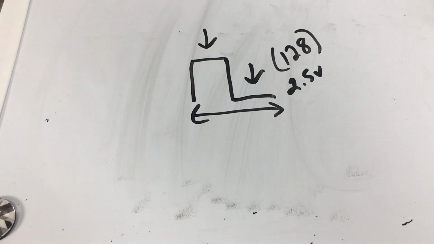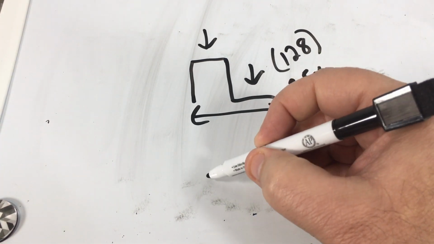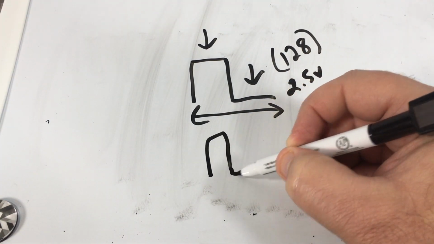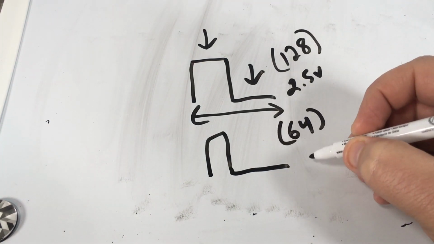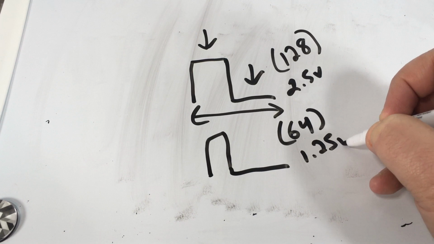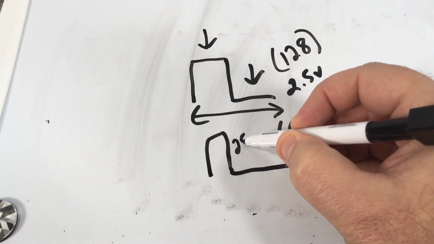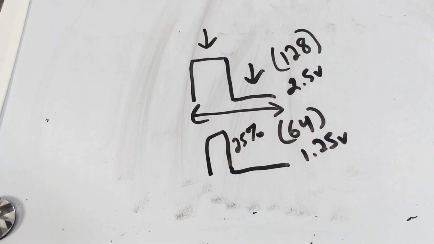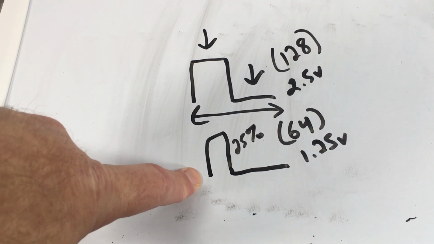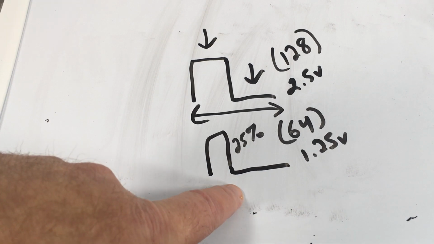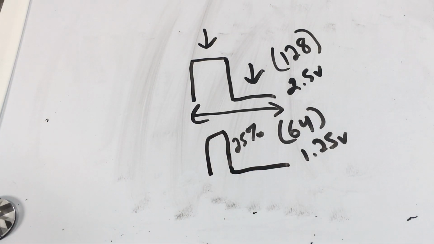So, if we were using a value of 64, well, that would be 1.25 volts, and this would be a 25% duty cycle. So it would be at 5 volts for 25% of that cycle, and then 75% of that cycle, it would be at 0 volts. Hopefully that makes sense, but we're going to look at some practical examples of using PWM now.